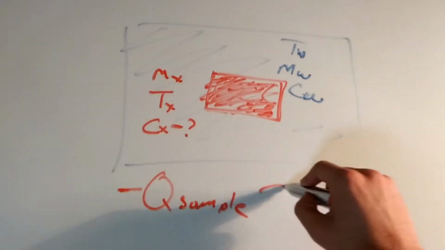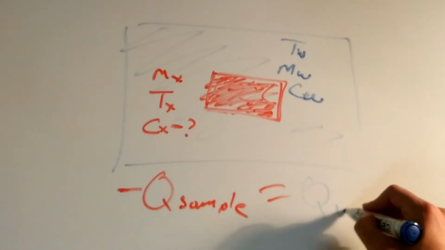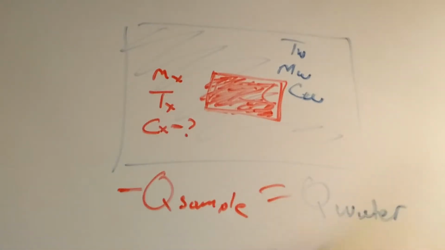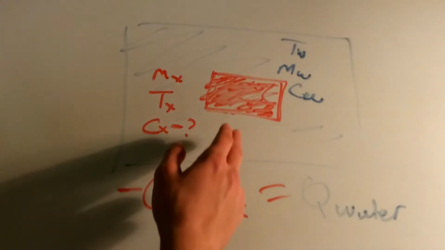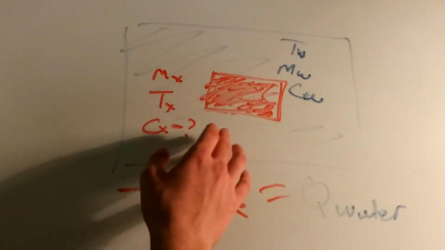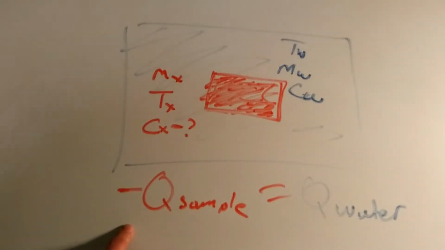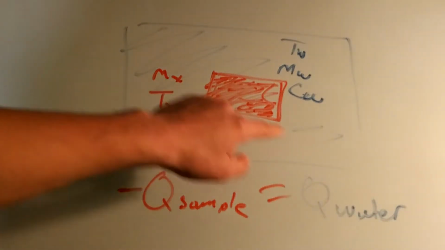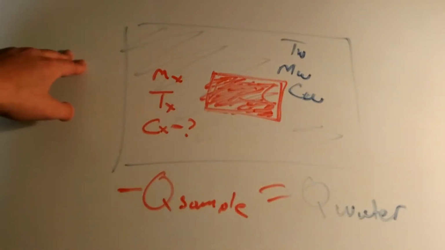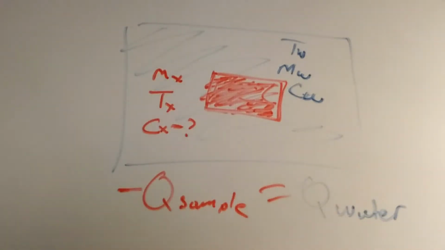is equal to Q of water. Now, what this means is that the heat that's going to be released from the sample will transfer to the water. And here we have minus, since the minus indicates that heat has been released from the sample, and here plus, since heat is added into the water.